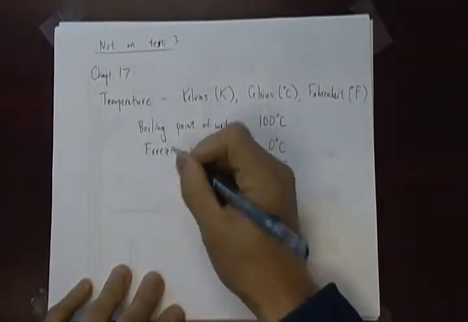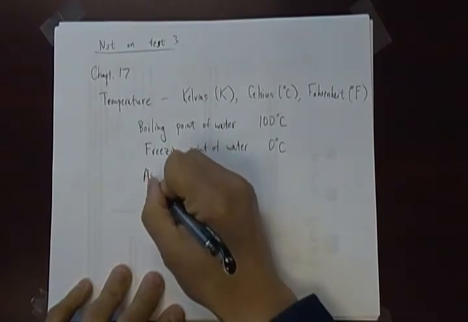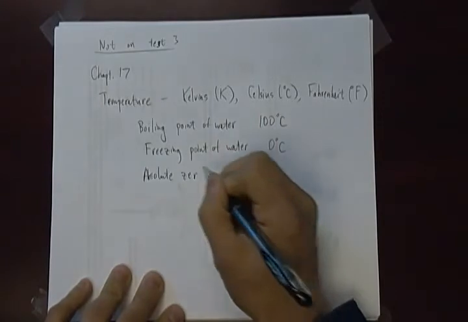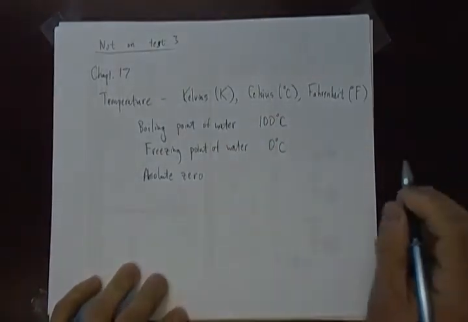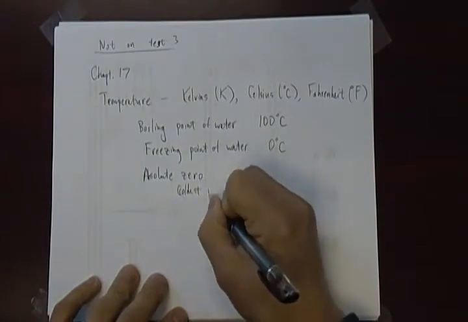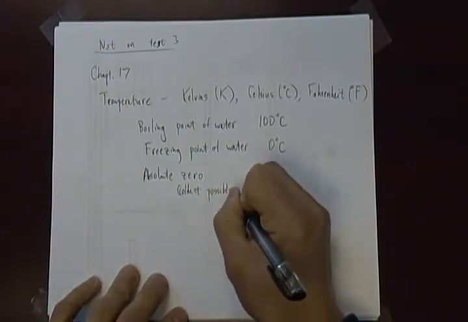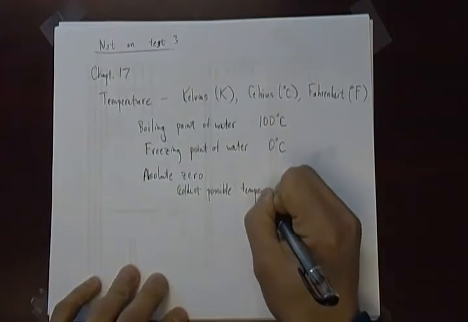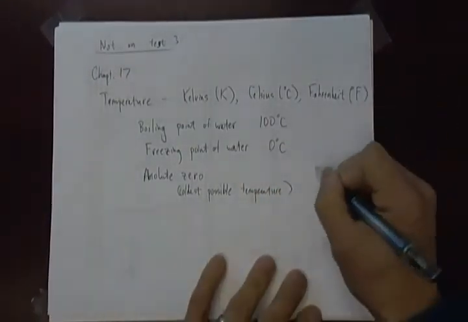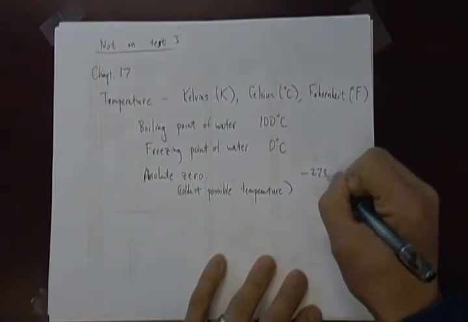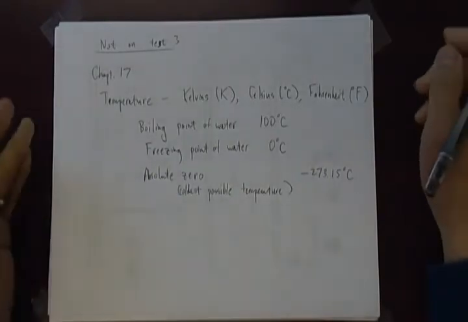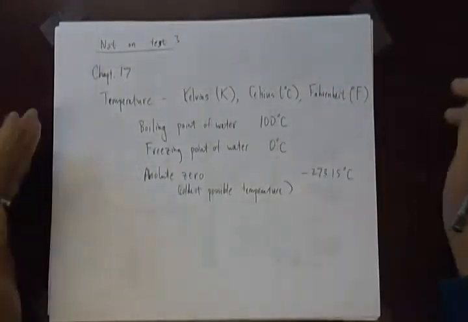Now, there's also an absolute lowest possible temperature, absolute 0. This is the coldest possible temperature. Now, that value happens to be negative 273.15 degrees Celsius. You might ask, what exactly does it mean to have absolute 0?